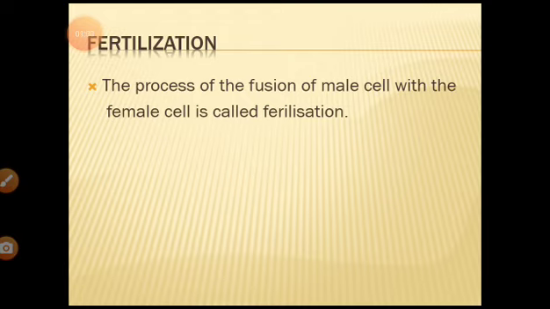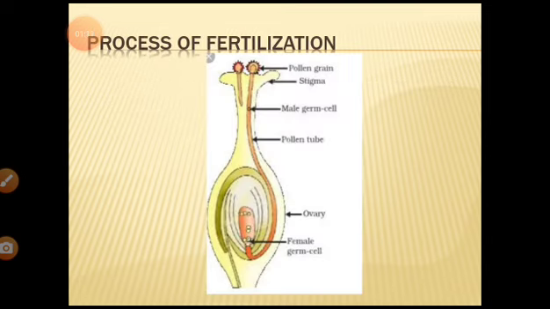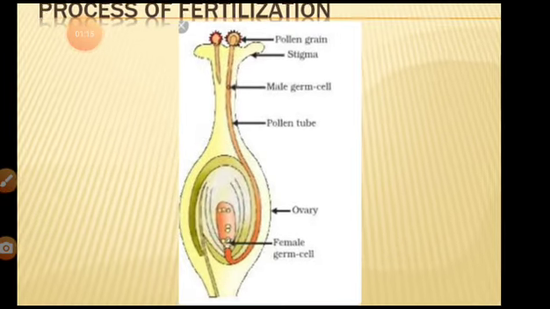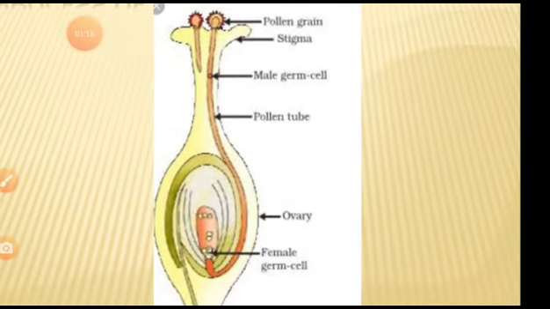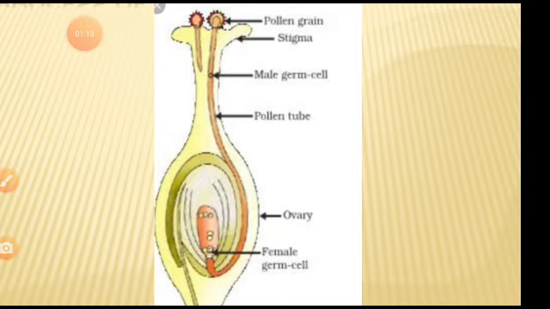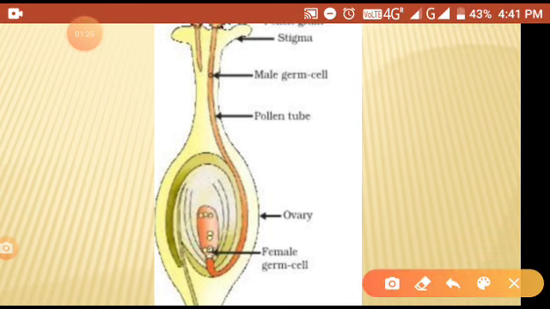What is fertilization? The process of the fusion of the male cell with the female cell is called fertilization. For understanding the process of fertilization, you have to consider this diagram. I hope it is clear to you. Here is the diagram. It is in your book also. Here you can see one egg cell. This is the egg or female cell.